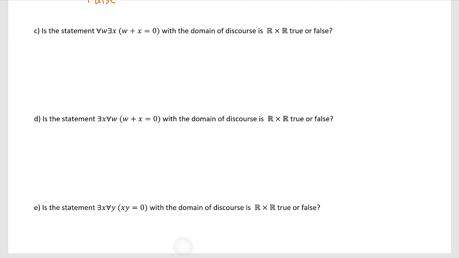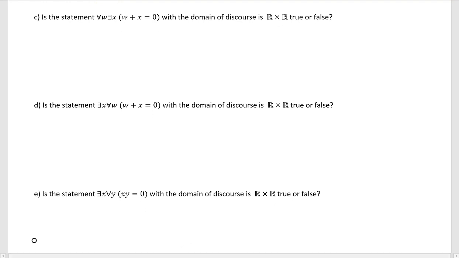Sounds like it. So let's try it. For all means w is any arbitrary real number. So we can try to prove it. Let w be a real number, be arbitrary. You can also say let w be any real number. Then how do we find the x such that w plus x is 0? We can let x be minus w.